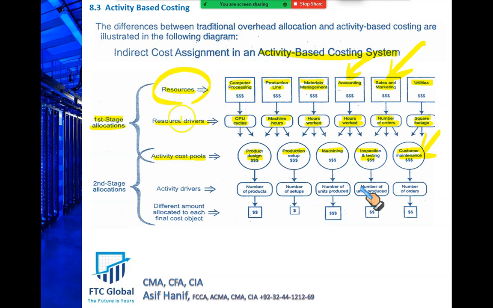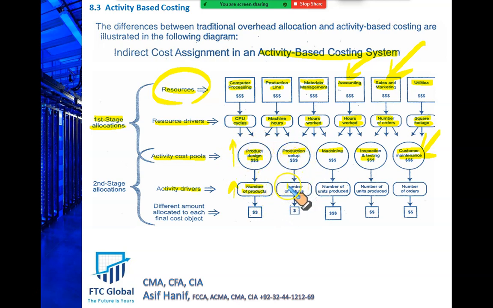So in the first stage allocation, you identify different resources and resource drivers. Through these resource drivers, we transfer the resource cost to the activity cost pools. Now for each activity cost pool, we will identify the activity drivers. Just like CPU cycles drive the resources, hours worked drives the accounting cost. Similarly, your activity drivers will drive these cost pools, cause and effect. So if you have more products, the product design cost will go up, less for less.